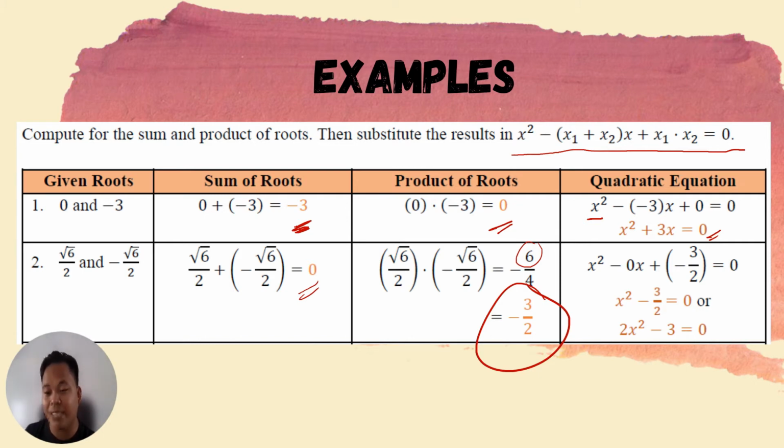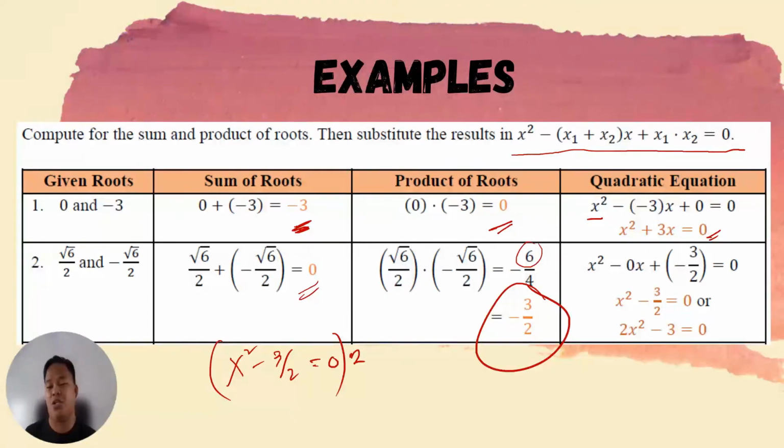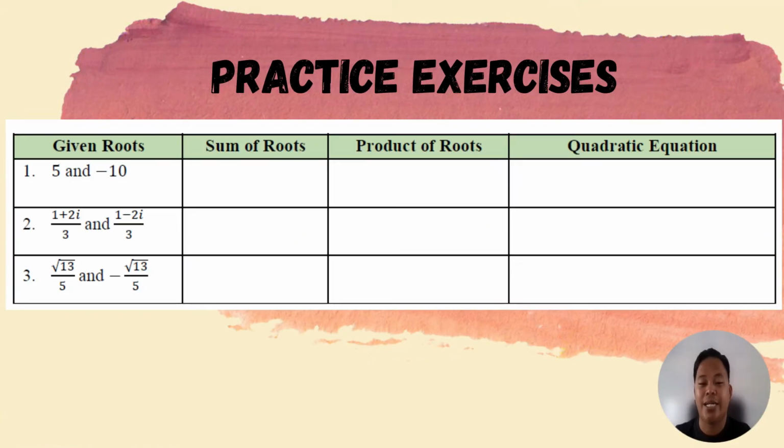Then, we have now x squared minus 3 over 2 is equal to 0. Since the fraction is our c, we can write it as x squared minus 3 over 2 is equal to 0. We can multiply 2 in all its terms to have a whole number coefficient. 2 times x squared is 2x squared. Then 3 over 2 times 2 is 3, which is equal to 0. So, that's it. These are the exercises.